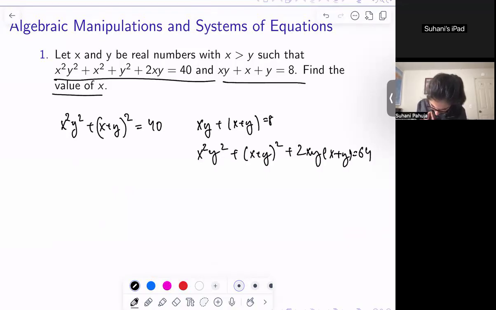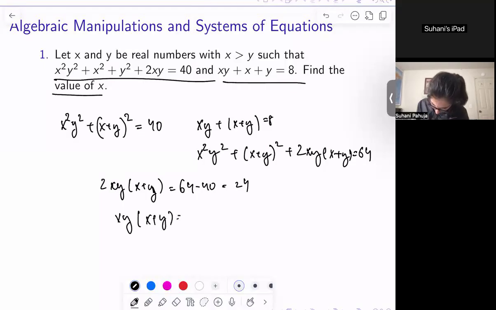And if we subtract these two equations, we get that 2xy times (x plus y) is equal to 64 minus 40, which is 24. So dividing by 2 on both sides, you get xy times (x plus y) is equal to 24 over 2, which is 12.